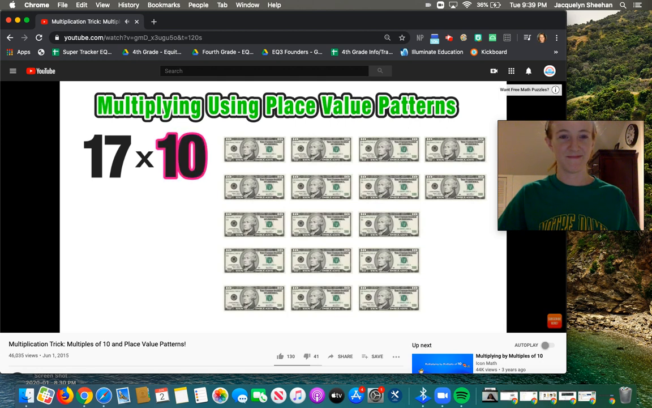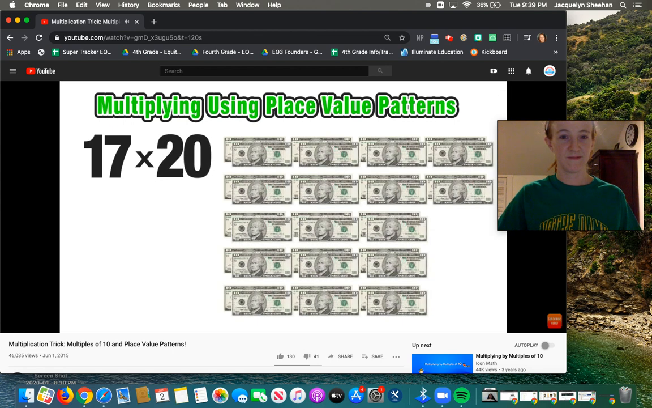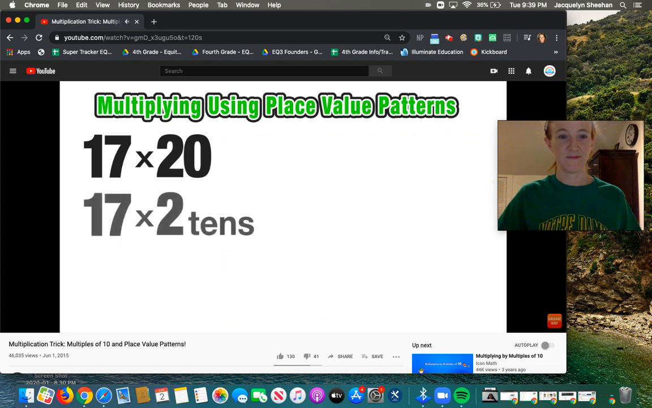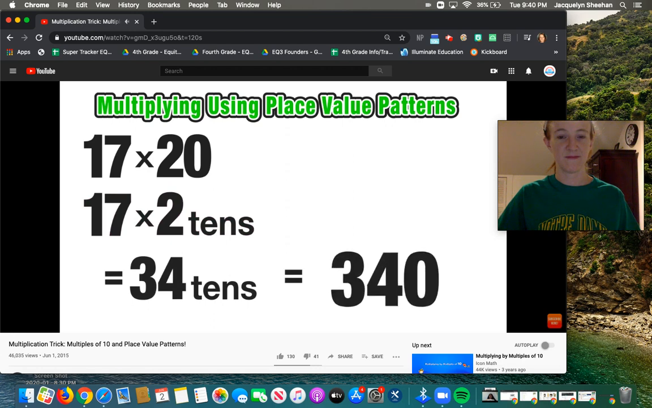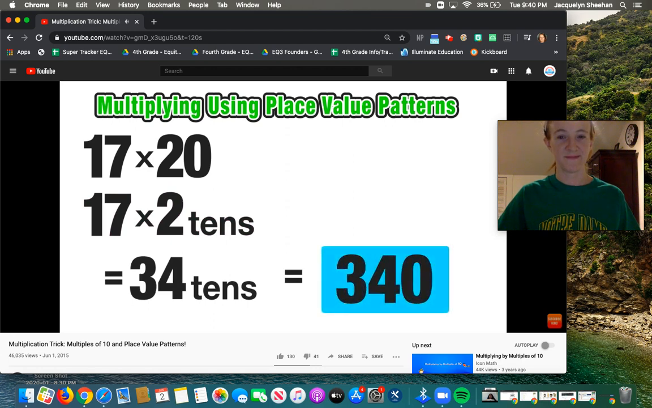Now, what if we were to replace that 10 with a 20? So now we have 17 times 20. Now, instead of 17 piles of 10, we have 17 piles of 2 tens, since 2 tens equals 20. So we can rethink this product as 17 times 2 tens, since 20 and 2 tens are equivalent. And 17 times 2 tens is 34 tens, and 17 times 2 is 34. And 34 $10 bills would be $340.